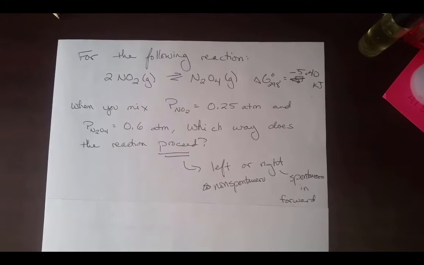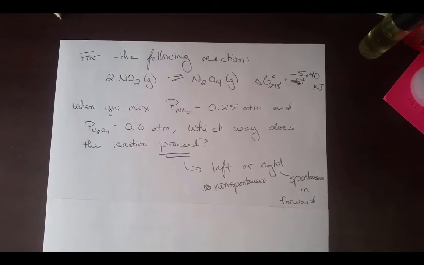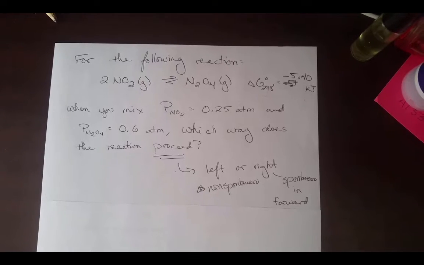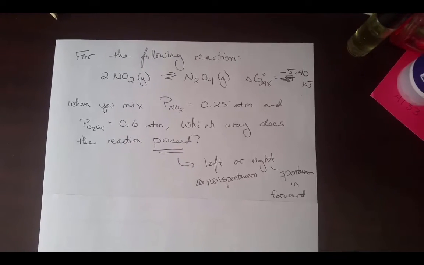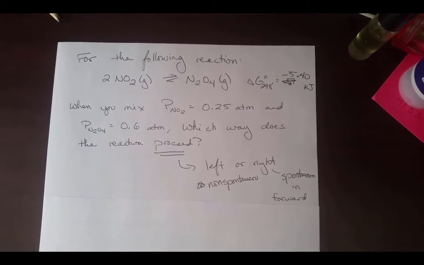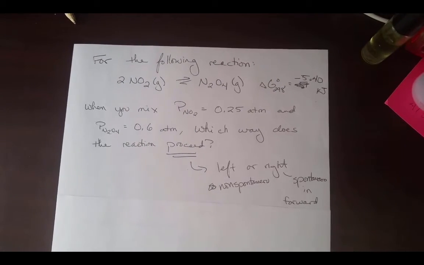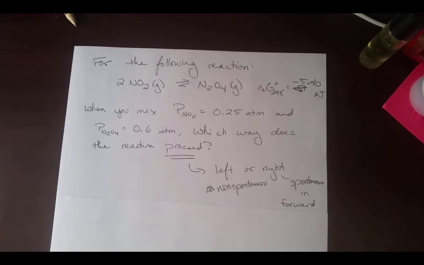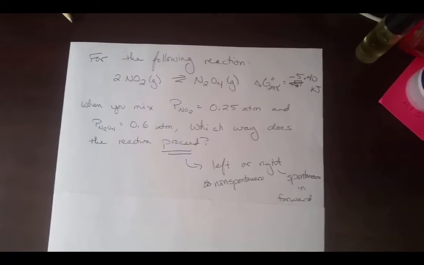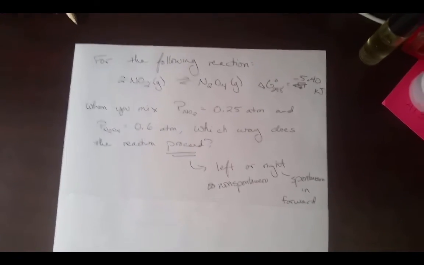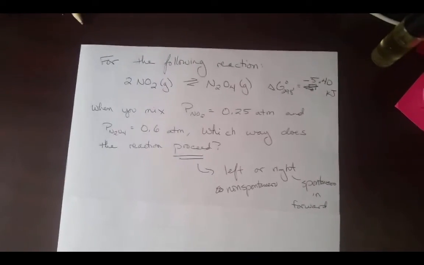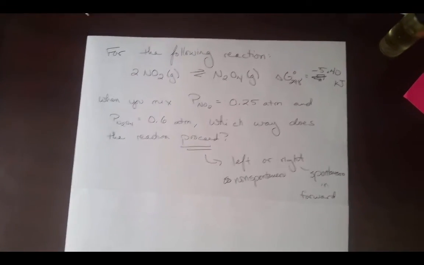For this question, for the following reaction, it gives us a delta G standard value, and we've got two different pressures for your gases. So you've got some partial pressure for one gas, partial pressure for your other gas, and we can ask which way the reaction proceeds, left or right, spontaneous or non-spontaneous. There is a second way to do this problem.